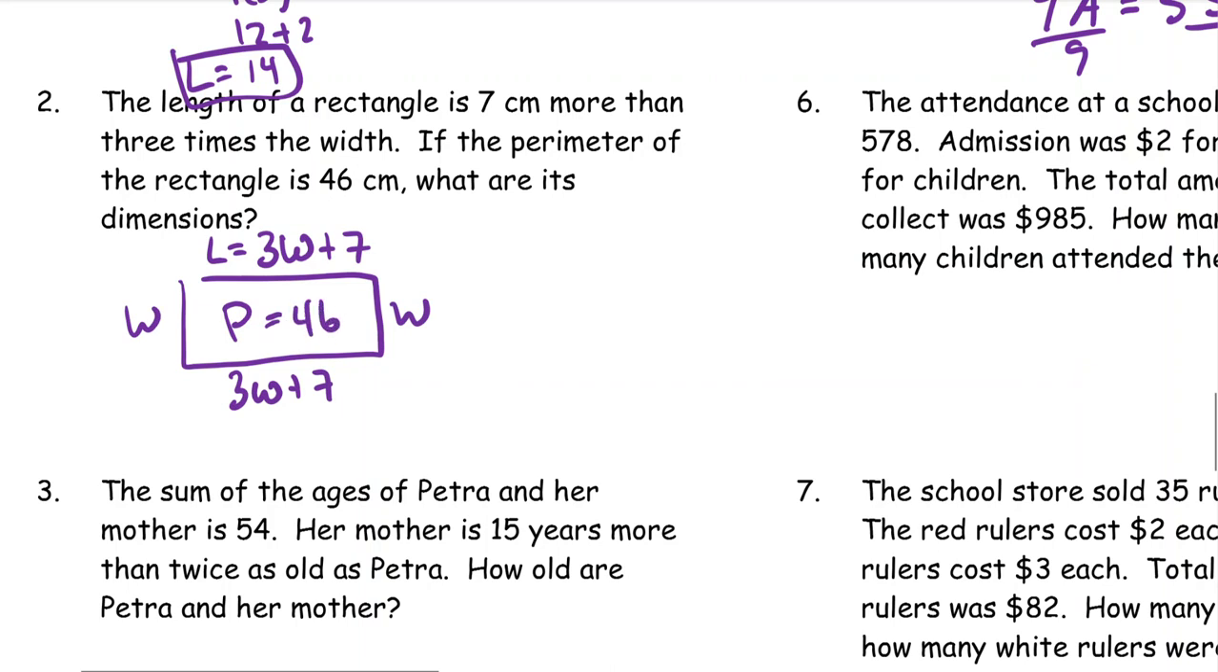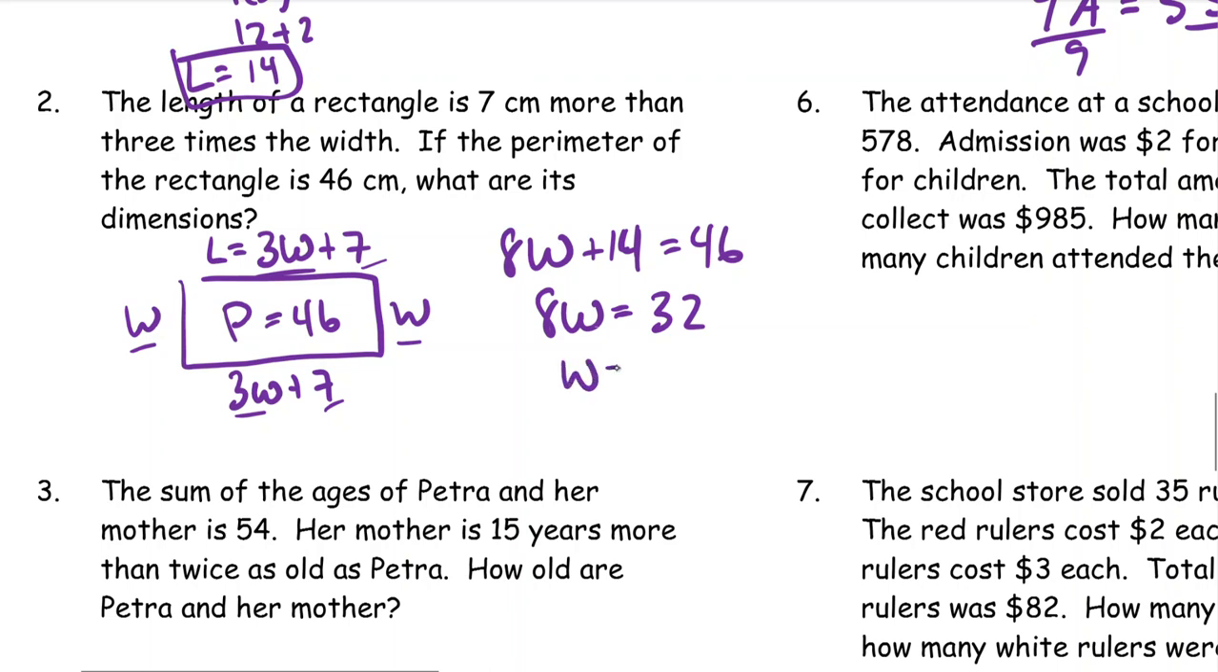So we add them all up. And we've got 3w and 3w and w and w. So that makes 8 w's plus 14, 7 and 7, and that equals 46. So 8w equals 32, w equals 4. So if the width is 4, then the length is going to be 3 times 4, which is 12, plus 7 is 19.